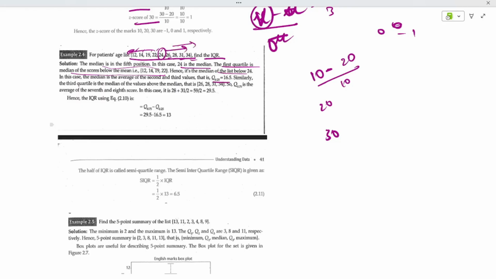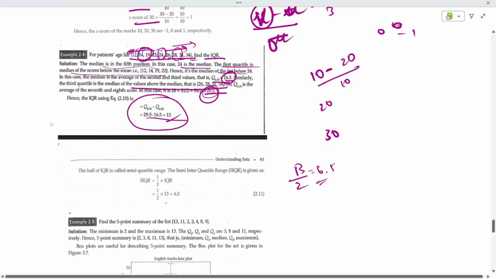And if you find out the median of the second and third values, if you take the average you will get 16.5. And again for the right side median, for 28 and 31 if you take the average, you will get 29.5. Again you take the difference between 16.5 and 29.5, you will get 13. This is just the interquartile range, but you want the semi-quartile range. So in order to find that, you will be dividing it by 2. That is 13 divided by 2 will give you 6.5. That is the answer here.